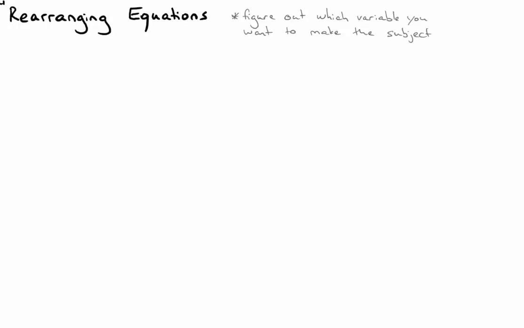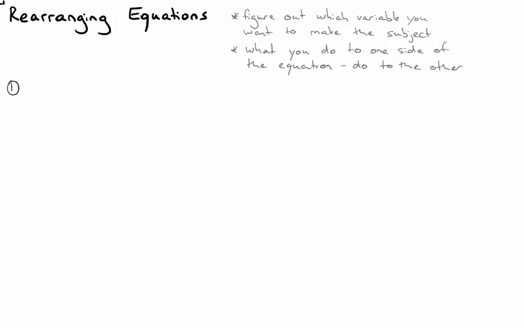And when you've figured out which variable it is you want to make the subject, which one you want to get on its own, then you just have to remember that whatever you do to one side of the equation, you need to do to the other. So I'm just going to go through three small examples.